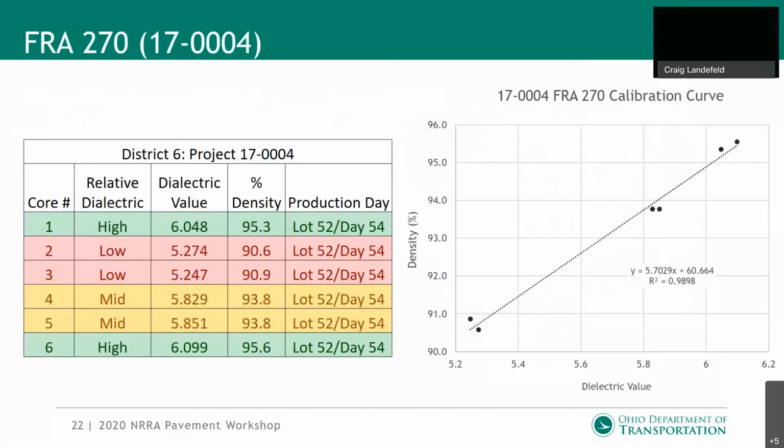So this was one of our first projects, and we said we had that 0.99 R² value, and we didn't quite believe it. It seemed a little too good to be true, but this is just an example of us building a calibration curve. We had 6 cores on this project, and the dielectric values and the densities were tested and reported, and the calibration curve was then built.